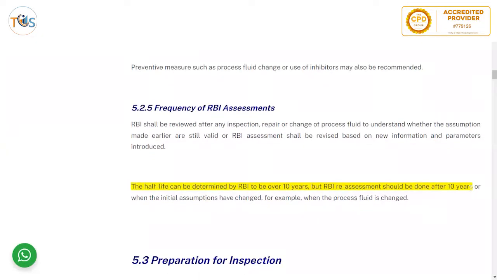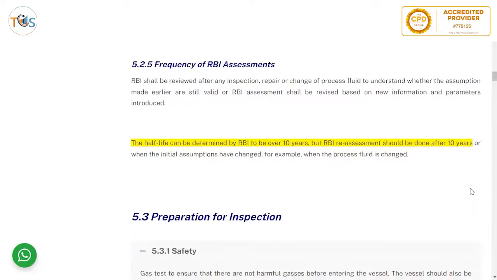Frequency of RBI assessments. RBI shall be reviewed after any inspection, repair, or change of process fluid to understand whether the assumptions made earlier are still valid, or whether the RBI assessment shall be revised based on new information and parameters introduced. The half-life can be determined by RBI to be over 10 years, but RBI reassessment should be done after 10 years or when the initial assumptions have changed.